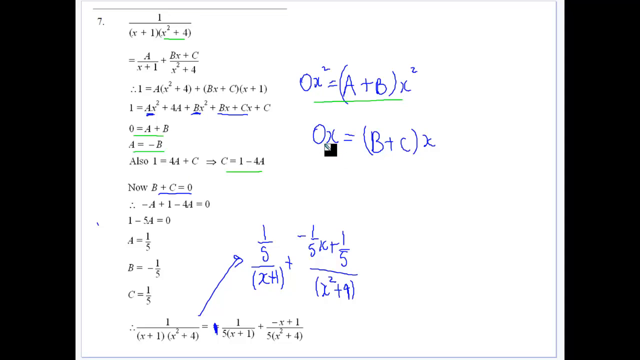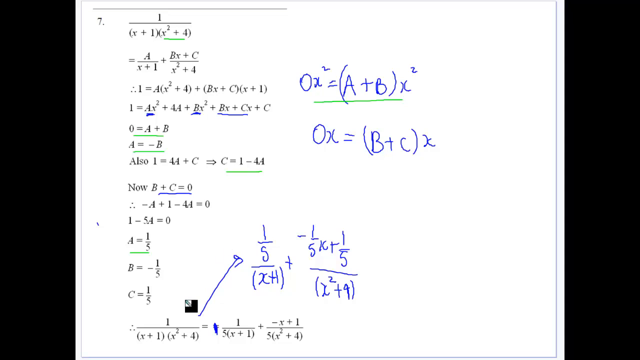We can also have the situation where 0x is equal to B plus C, a lot of x, so B plus C is equal to 0 as well. So we can use our substitutions that we had for B and C, both in terms of A, and substitute in, and we're going to come down to get A is 1/5 once we do that substitution and solve. So if A is 1/5, then B must be minus 1/5, and C would be 1/5 as well, because 1 minus 4 lots of 1/5 will give us 1/5.